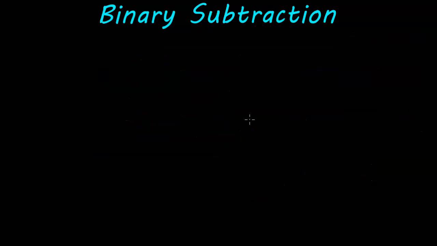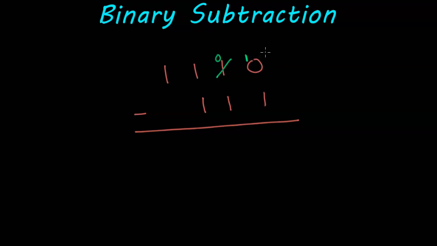Let's try another question. We have 1, 1, 1, 0 and subtracted by 1, 1, 1. So the very first digit we have 0 minus 1. Again the answer is 0 and we have to borrow 1. So we borrow 1 from here and give it 1 and 1, 0 is 2. So I'm just going to write 2. So 2 minus 1 is 1.